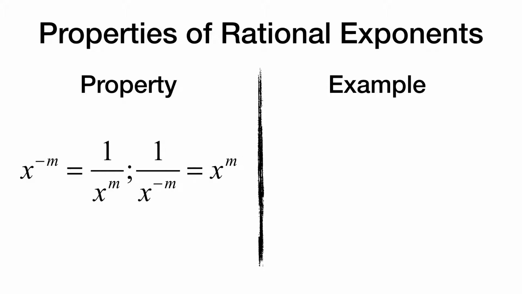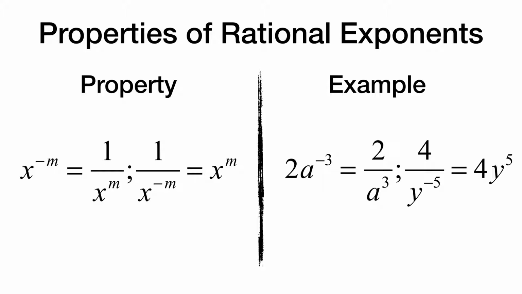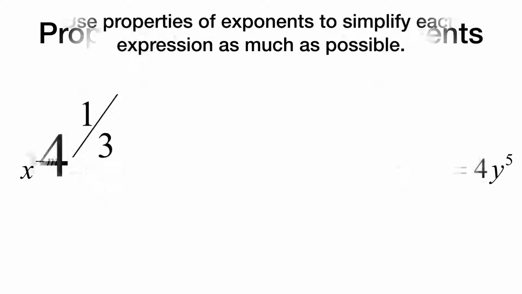In this case, if I'm raising something to a negative exponent, what that means is that it is going to go, if it's in the numerator, to the denominator, or if it's in the denominator, it'll go back up to the numerator. So 2a to the negative 3 becomes 2 over a cubed. The reason why the 2 stays on top is it's not being moved by the negative 3. Now 4 over y to the negative 5th power is 4y to the 5th.